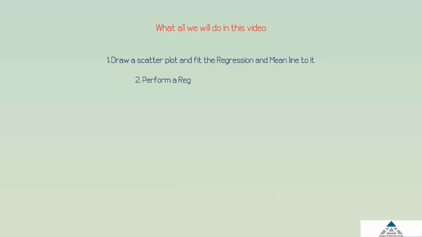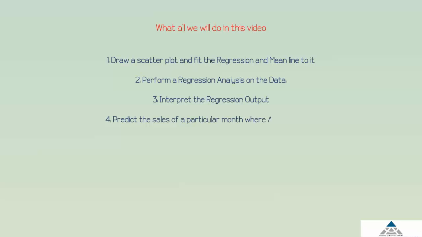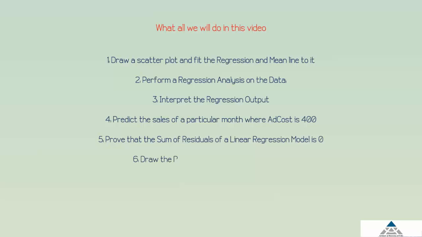Let us therefore see what all we will do in this video. First, we will draw a scatter plot and fit the regression and the mean line to it. Then, we will perform a regression analysis on the data. After that, we will interpret the output of the model. Then, we will predict the sales of a particular month where advertisement cost is 400. We will then prove that the sum of residuals of a linear regression model is 0. Finally, we will draw the residual curve and the normal QQ plot.